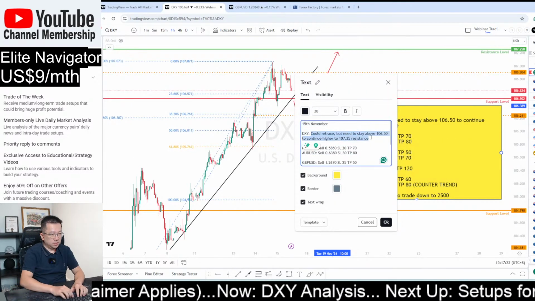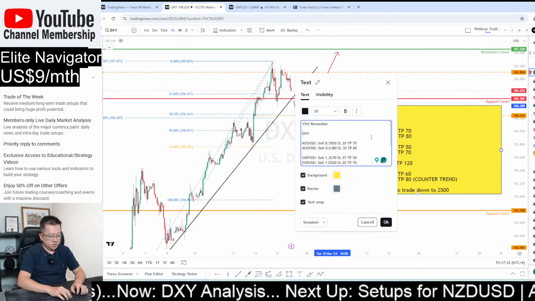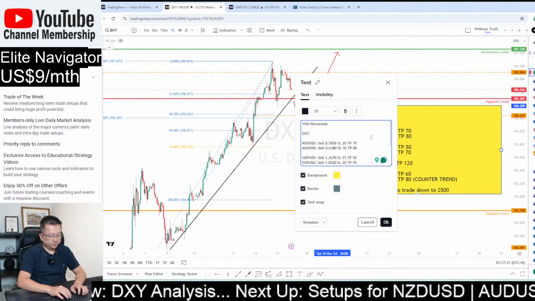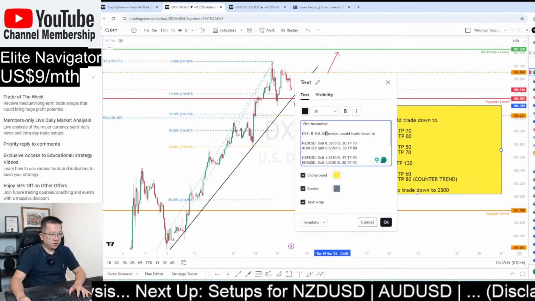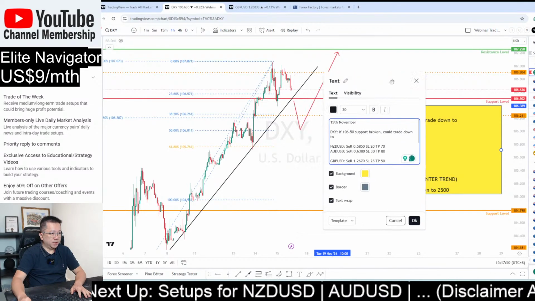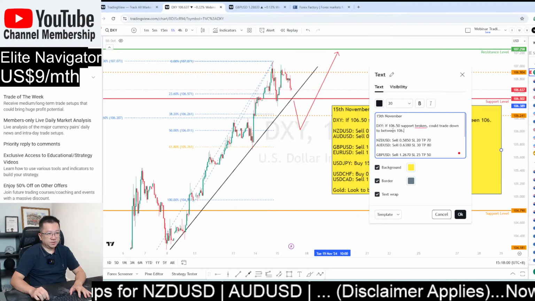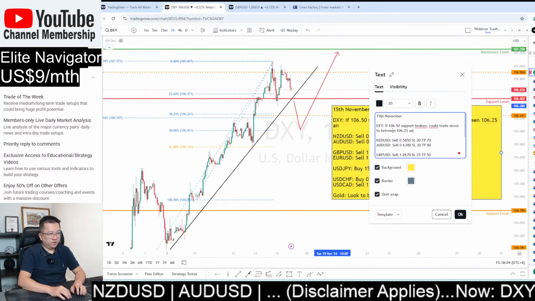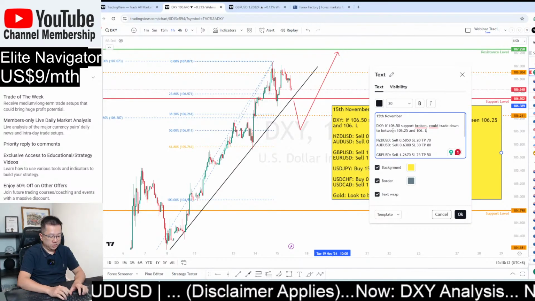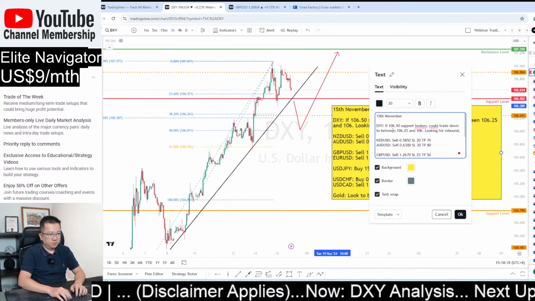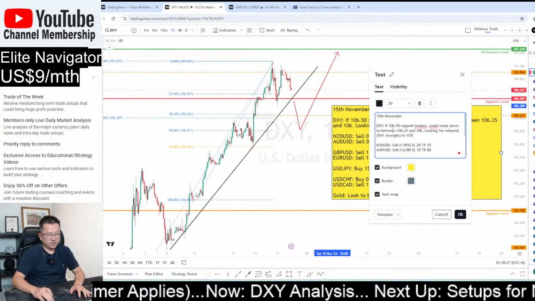So dollar index, if 106.50 support is broken, it could trade down to between 106.25 and 106. Right? I wouldn't look to sell on that dollar weakness. I'll be looking for a rebound, which is dollar strength, to 107 again.